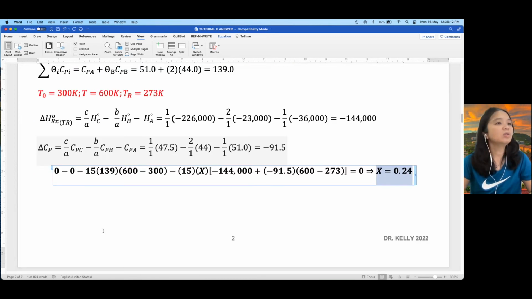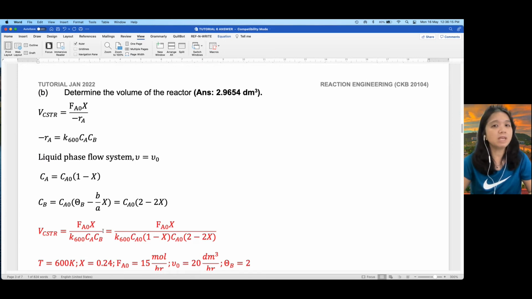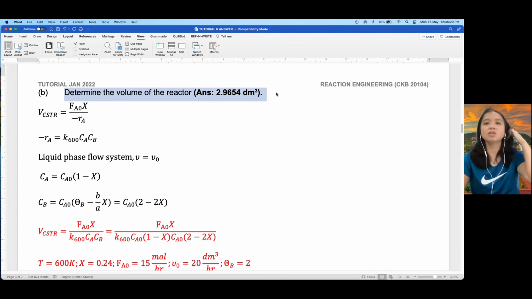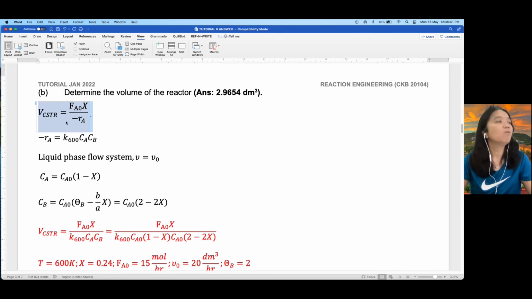Okay, so let us go to the next part of the question, question B. Question B says, determine the volume of the reactor. So they want us to find the volume of the CSTR. To find the volume, you have to remember this is what we learned in chapter 4, right? So we use information from part A and apply what we learned in chapter 4. The formula is very straightforward: volume of CSTR equals FA0 X per minus RA.